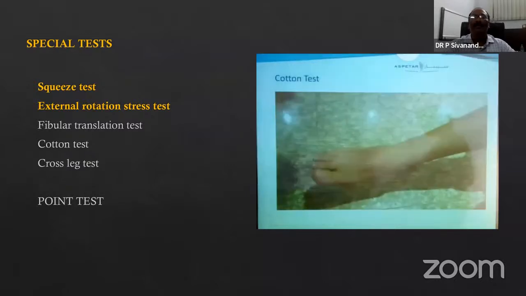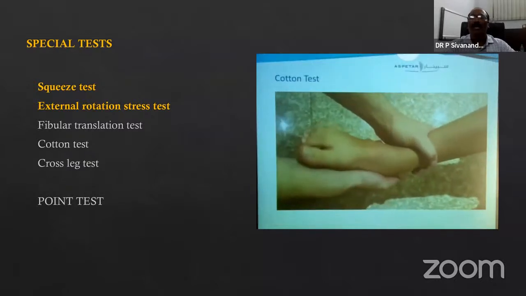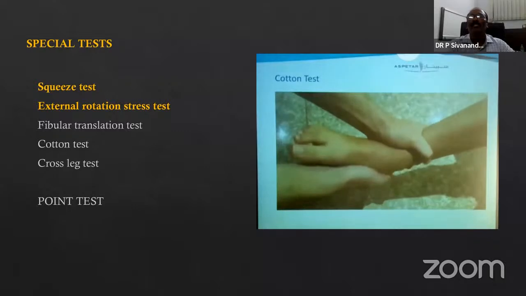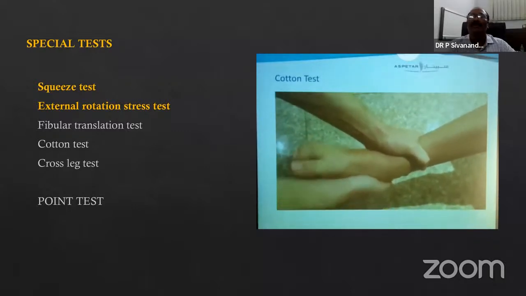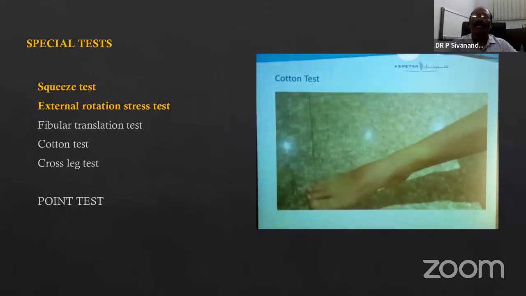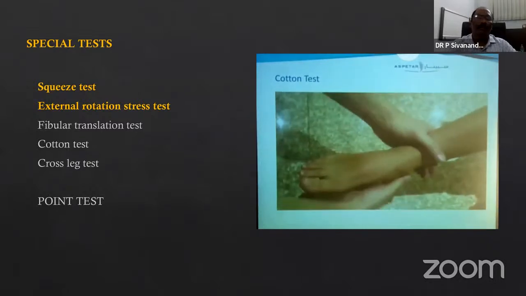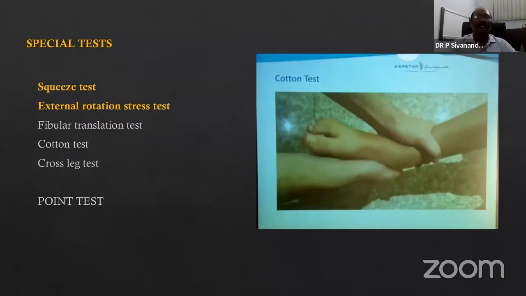Another most important test is the Cotton's test. You stabilize the leg and shift the talus towards the lateral side. If it is shifting outwards, that means the talus is moving outwards. But beware, in these tests, you should always check for ligamentous laxity in these patients once you cross-check it.